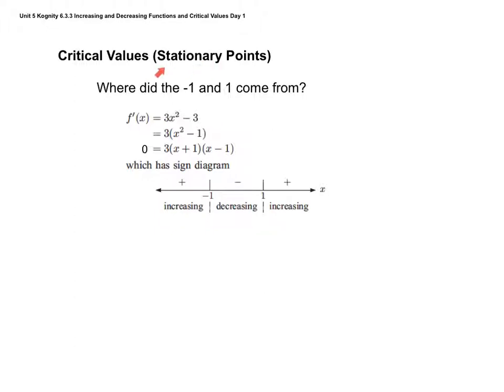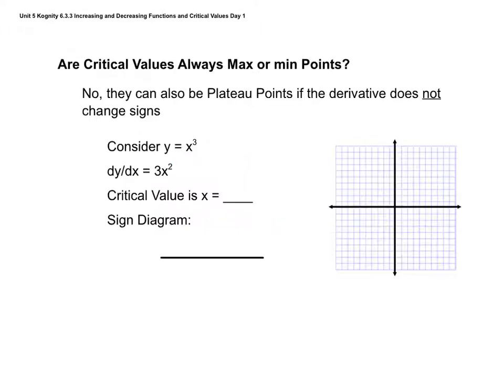And why do we call them stationary? Yeah, because that's the moment where the object, if our function is modeling motion, for example, that's going to be the one moment where it is not moving at all. It's not increasing, it's not decreasing, it's standing still for that one moment. So that's why we call them stationary points. Now, critical values are not necessarily going to always be max or min points. Okay? They're not always going to give us a max or a min point.